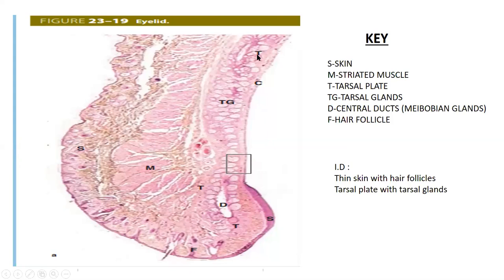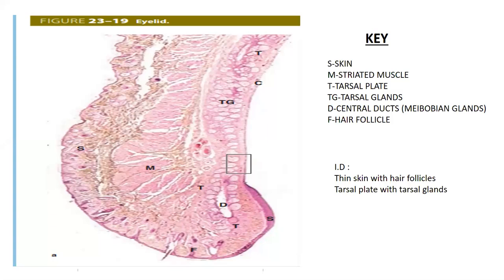Tarsal plate is a tough or compact dense connective tissue, and these round structures are the tarsal glands. So what are tarsal glands? Tarsal glands are basically sebaceous glands that drain into ducts. This is the duct of the sebaceous gland, and basically they produce sebum, the oily secretion that covers the tear film and prevents its excessive evaporation.